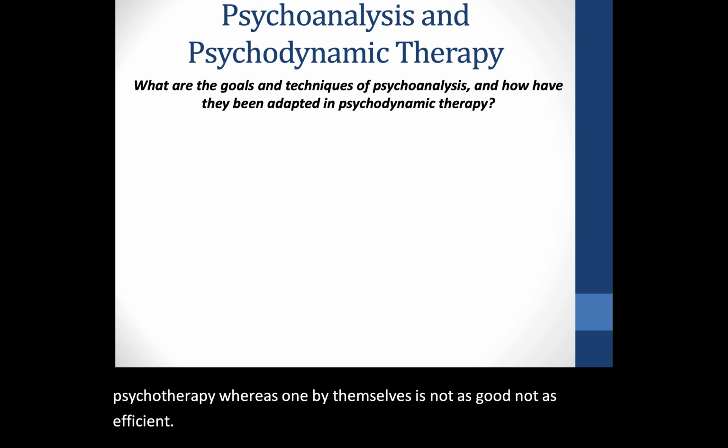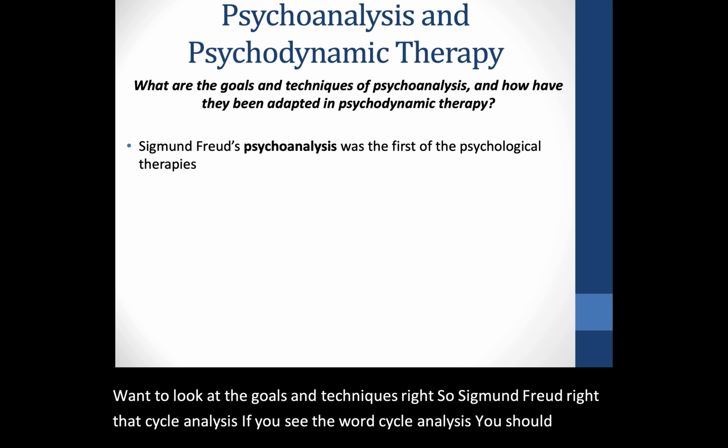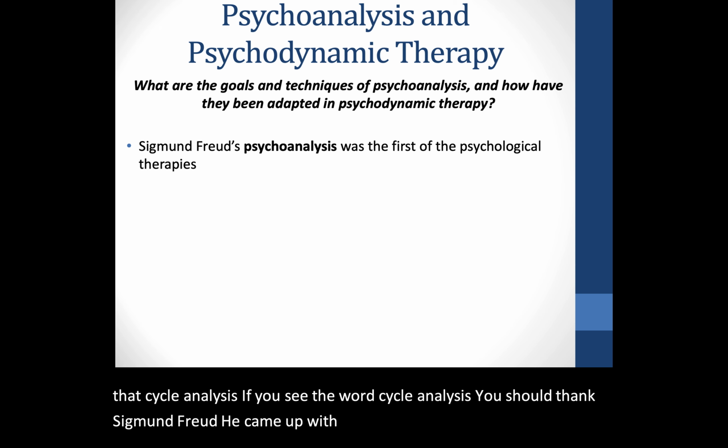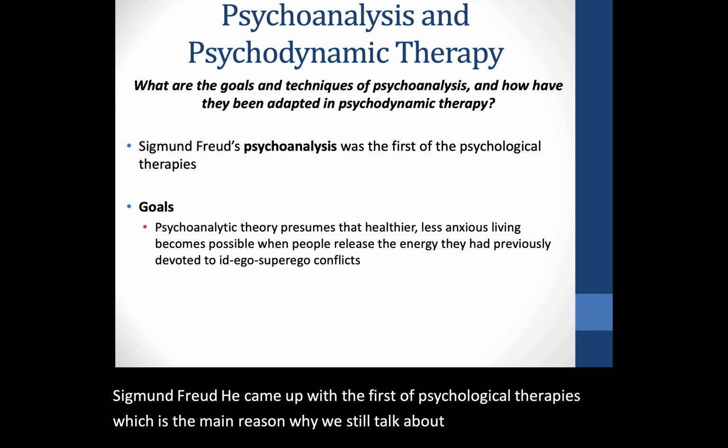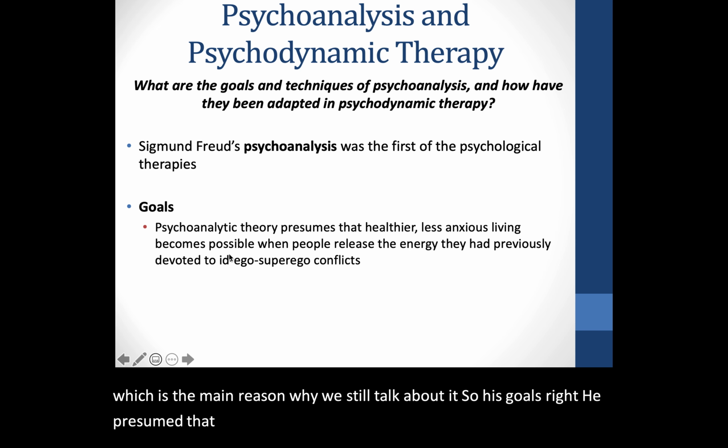All right. So psychoanalysis and psychodynamic therapy. We want to look at the goals and techniques, right? So Sigmund Freud, right? That's psychoanalysis. If you see the word psychoanalysis, you should think Sigmund Freud. He came up with the first of the psychological therapies, which is the main reason why we still talk about it. So his goals, right? He presumed that healthier, less anxious living becomes possible when you release the energy that was devoted to the conflicts between the id, ego, and superego, right?